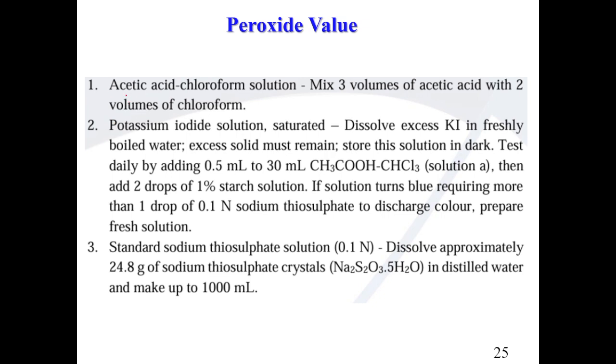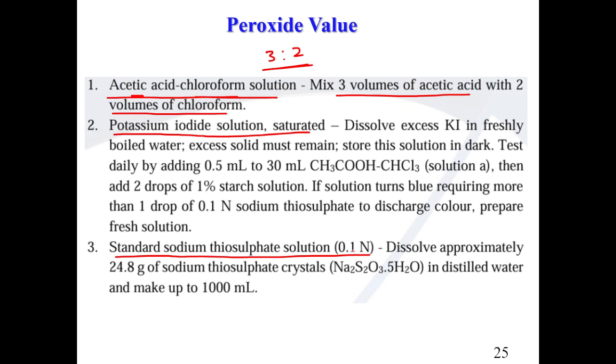I told you we need acidified KI. So we require acetic acid and chloroform solution. So mix 3 volumes of acetic acid with 2 volumes of chloroform. So chloroform is acting as solvent. So a 3:2 ratio of the glacial acetic acid and the chloroform mixture is to be prepared. Then we have to prepare the saturated KI. So dissolve KI in freshly boiled water until no more dissolution of KI takes place. So saturated KI we have to prepare, and also we have to prepare standard thiosulfate solution.